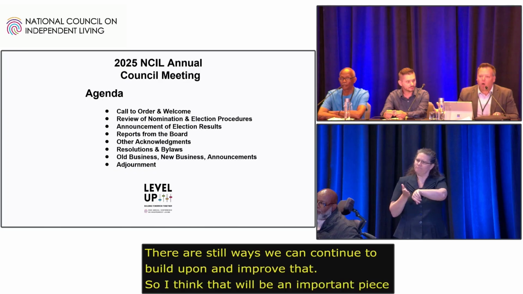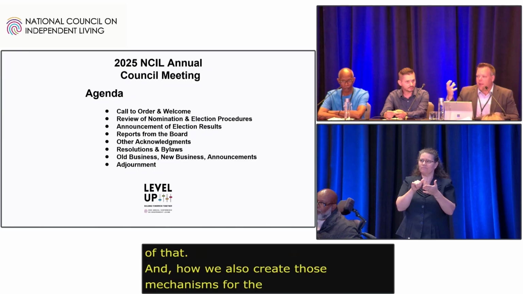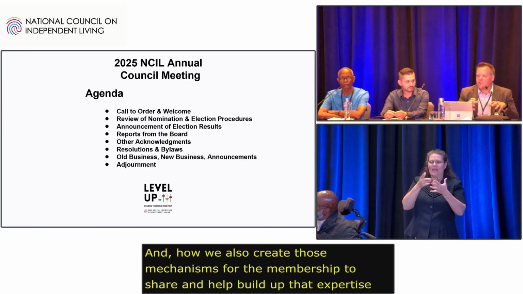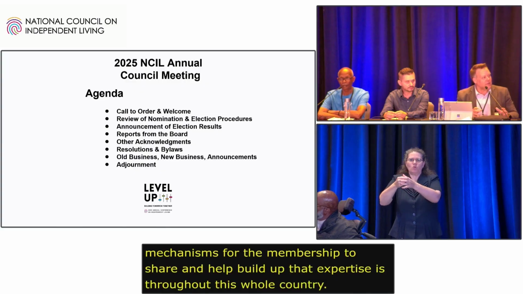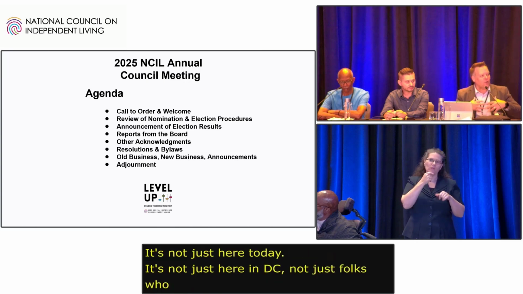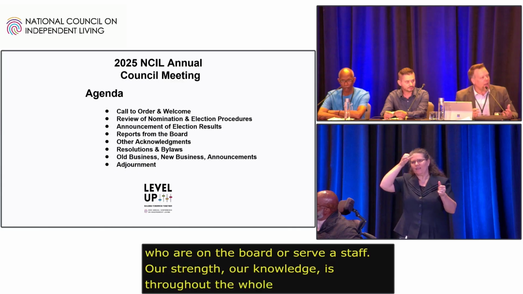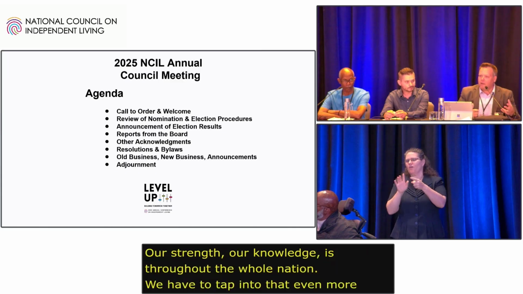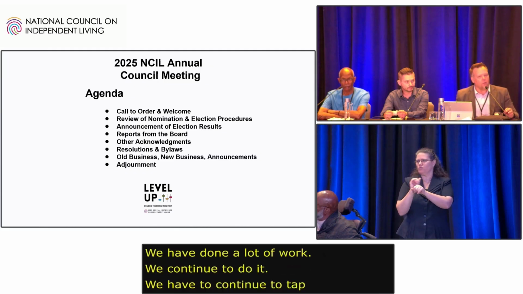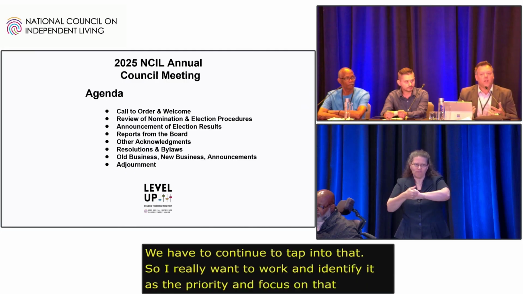And how we also create those mechanisms for the membership to share and help build up that expertise throughout this whole country. It's not just here today. It's not just here in D.C. It's not just folks who are on the board or staff. Our strength, our knowledge is throughout the whole nation, and we've got to tap into that even more than we have, right? We've done a lot of work. We continue to do it, but we've got to continue to tap into that. And so I really want to identify that as a priority and focus on that, and really welcome all of you to share thoughts and ideas.